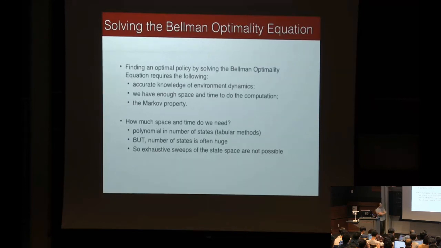So finding the optimal policy by solving the Bellman optimality equation, we need to do the following, right? We need to know, or we need to have accurate knowledge of the environment dynamics. We need to know what the transition probabilities are. We need to have enough space and time to do the computation.